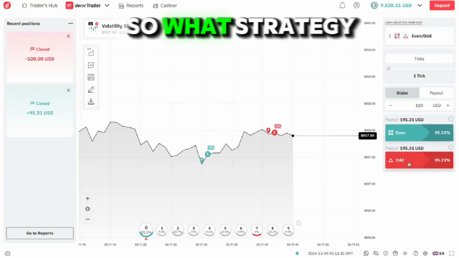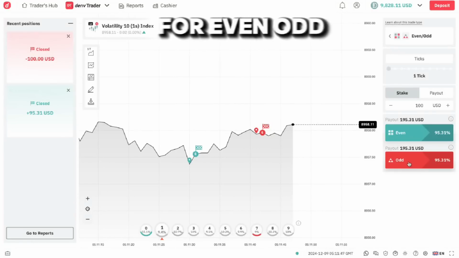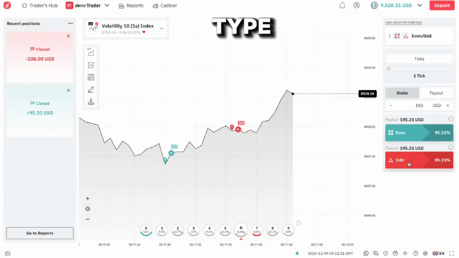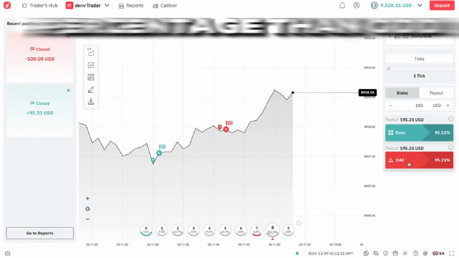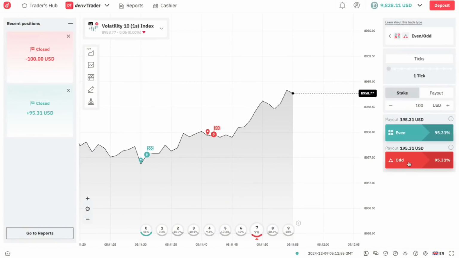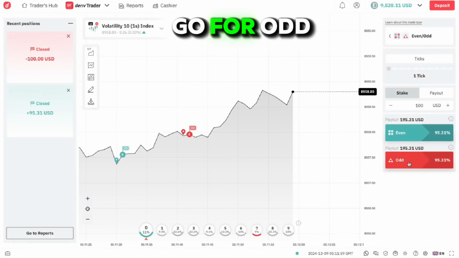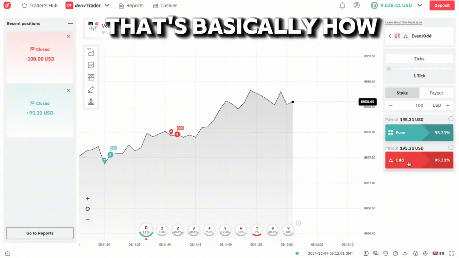So what strategy do I use for even odd? For even odd, the numbers with the highest percentages, go for that type. If even is at a higher percentage than odd, go for even. If odd is at a higher percentage than even, go for odd. That is basically how I do it.